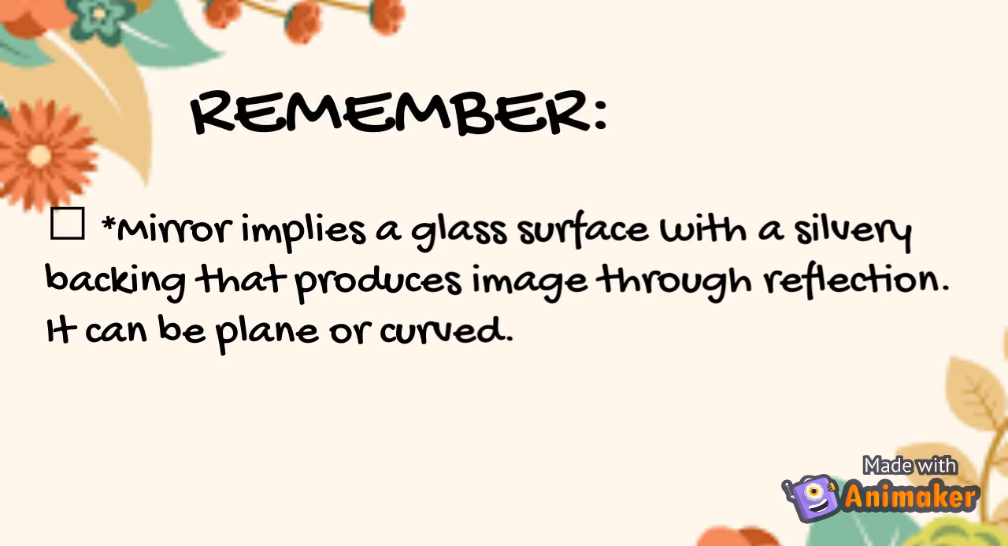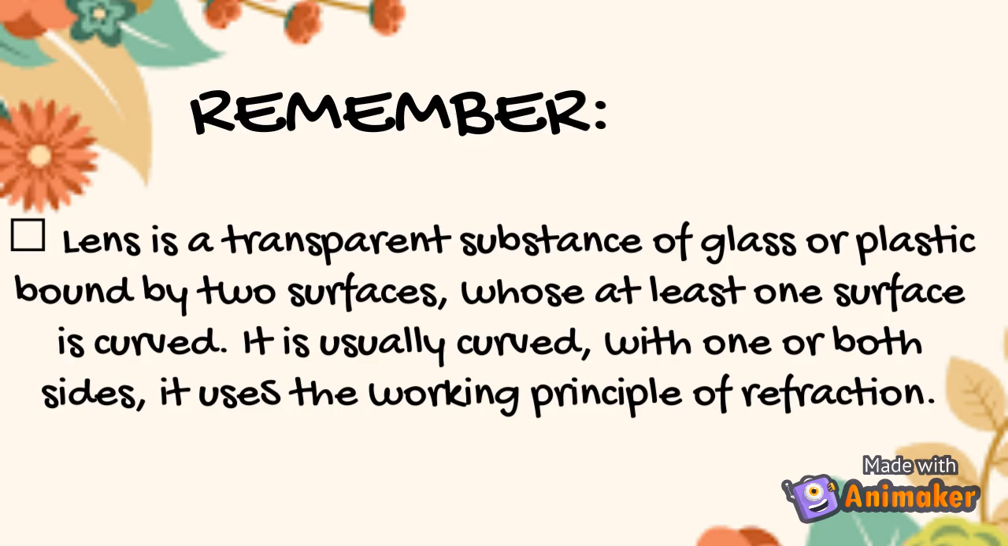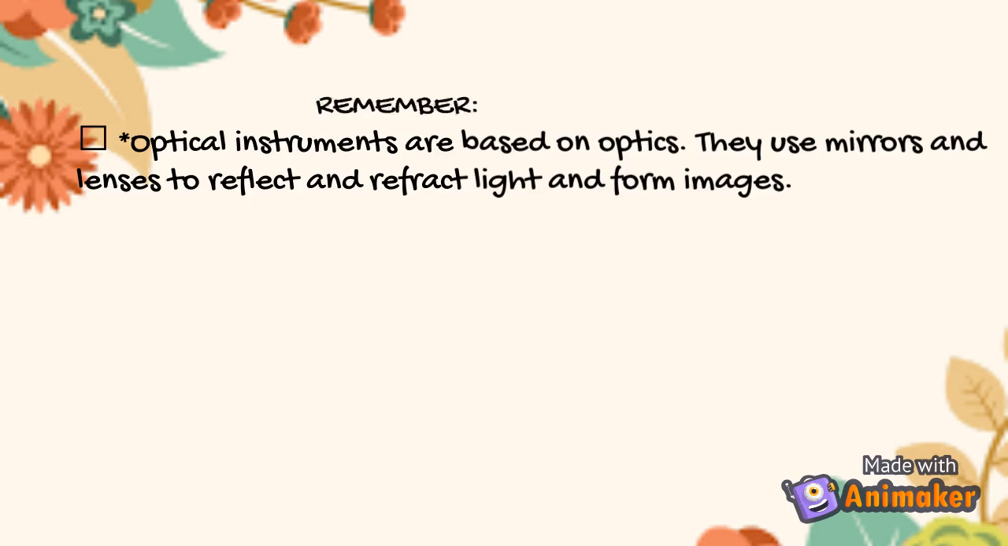Now let us summarize what we have learned for today. Mirror implies a glass surface with a silvery backing that produces an image through reflection. It can be plain or curved. Lens is a transparent substance of glass or plastic bound by two surfaces, of which at least one surface is curved. It is usually curved on one or both sides. It uses the working principle of refraction.